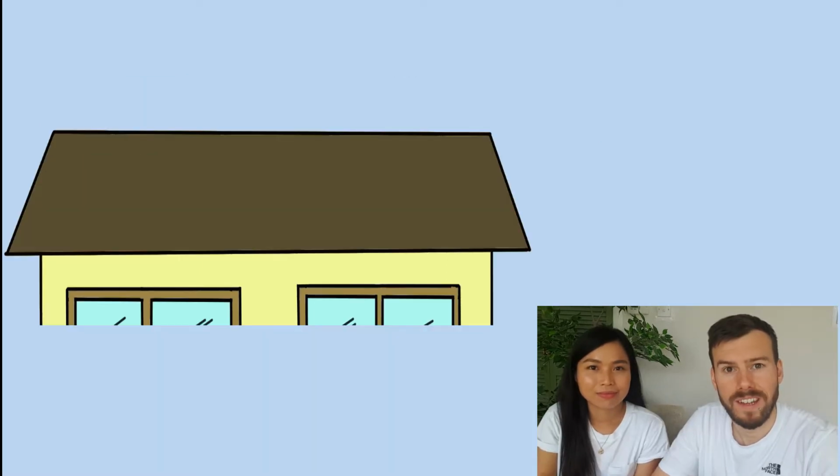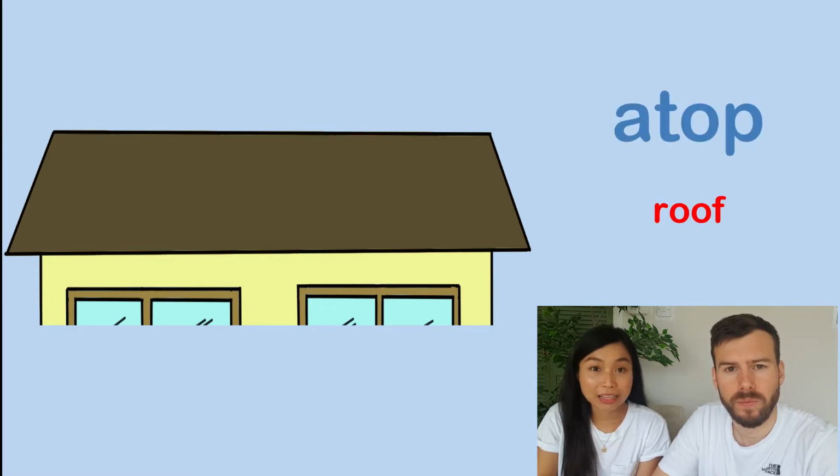Our next word we're going to teach you is roof. How do we say roof? Atok. Atok. Roof. The word for roof is atok.